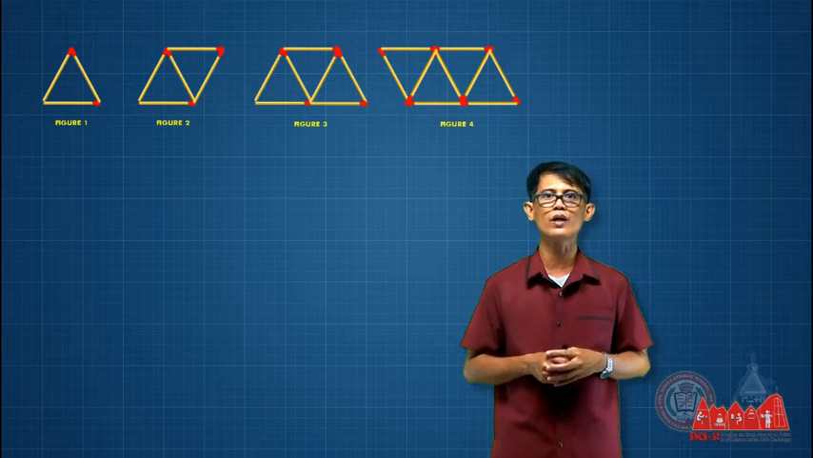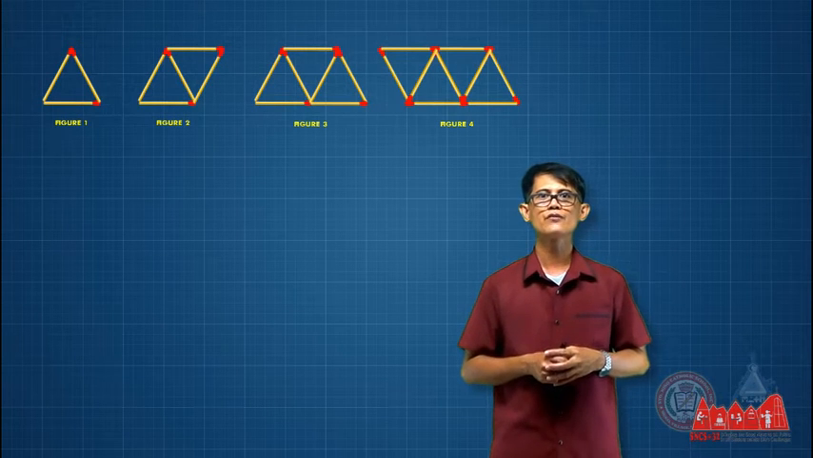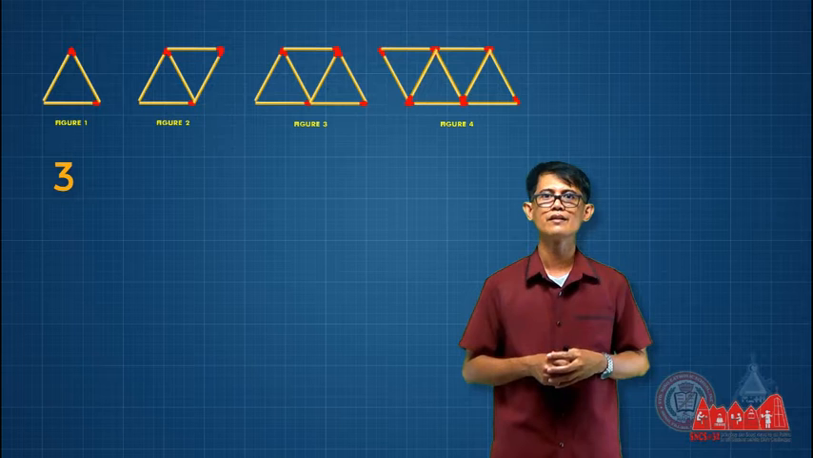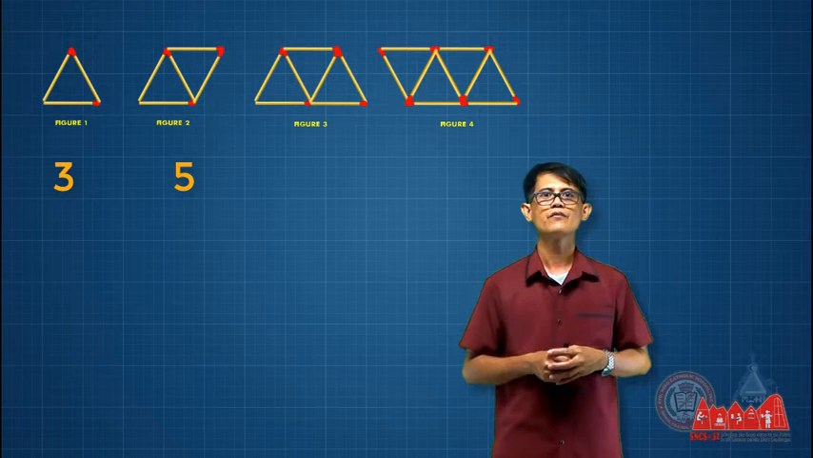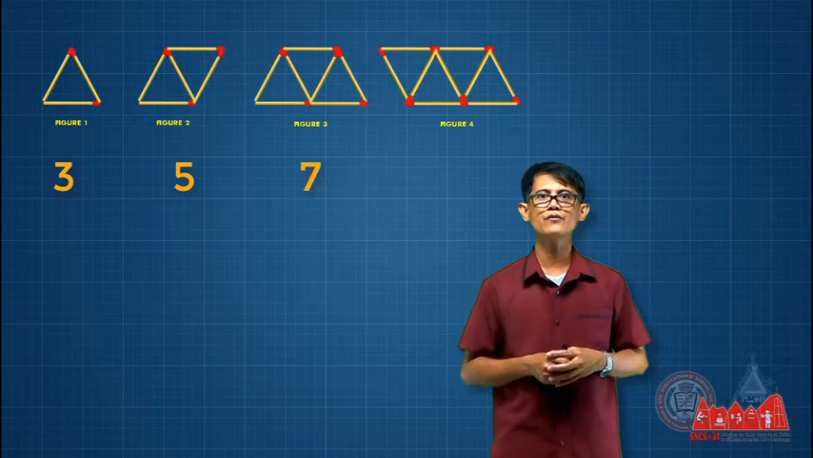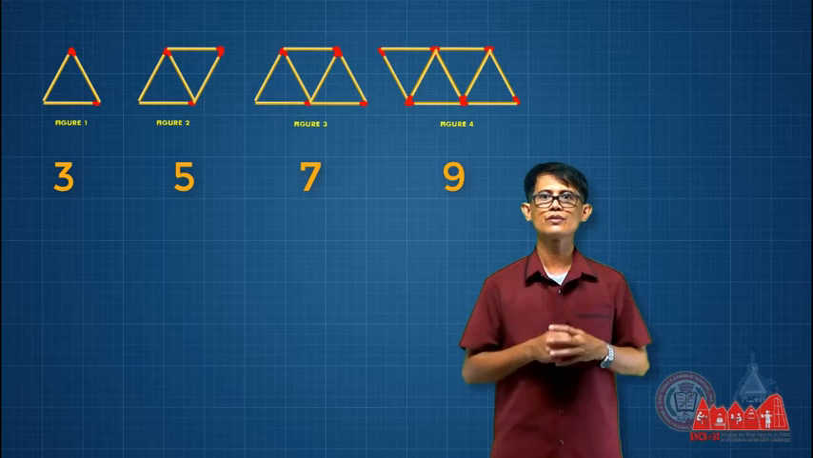There is one expression that fits for all figures. What? Yes, there is one. I will tell you. Going back to our figure sequence, we can directly count the number of matchsticks from figure 1 to figure 4. So figure 1 has 3 matchsticks, figure 2 has 5, figure 3 has 7, and figure 4 has 9, and so on. So 3, 5, 7, 9.